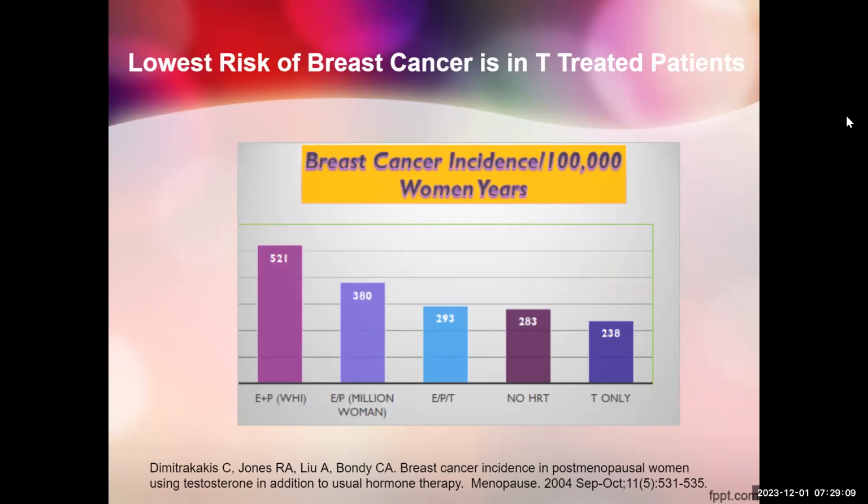This is one of the biggies here. You get a lower risk of breast cancer with testosterone replacement only than you do if we don't treat the patient with hormones at all. This was per 100,000 women years, and was done in 2004 in menopause. So here's your WHI study of incidence of breast cancer. Here is no hormones at all, and here is testosterone only.